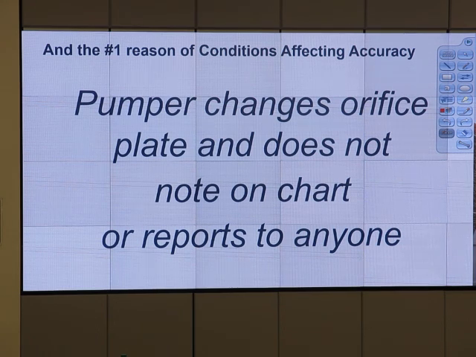What kind of plate do I put? I put the plate that has the hole in the middle, and it should work. But it's not the same. Every plate has a hole in the middle, right? But it's not the same diameter. So if they put it in and they don't tell you, that causes a lot of error.